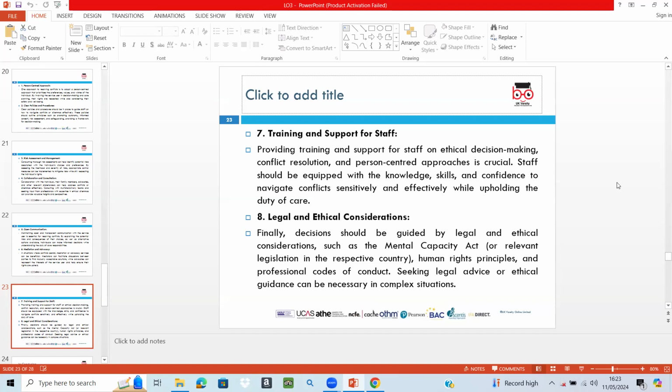So what it can do is it can provide clarity and ensure that decisions are aligned with legal and ethical standards. So we always need to follow the legal and ethical standards, and by emphasizing training and support for staff on ethical practices, legal and ethical consideration, and seeking guidance when necessary, adult social care setting can effectively manage conflicts and dilemmas in a manner that upholds the well-being and autonomy of service user, while maintaining professional standards and regulatory compliance. So all these bits are really important.